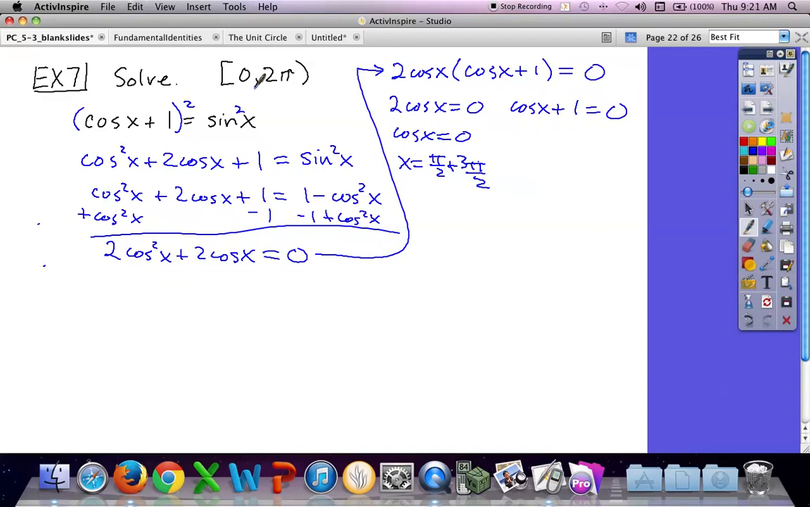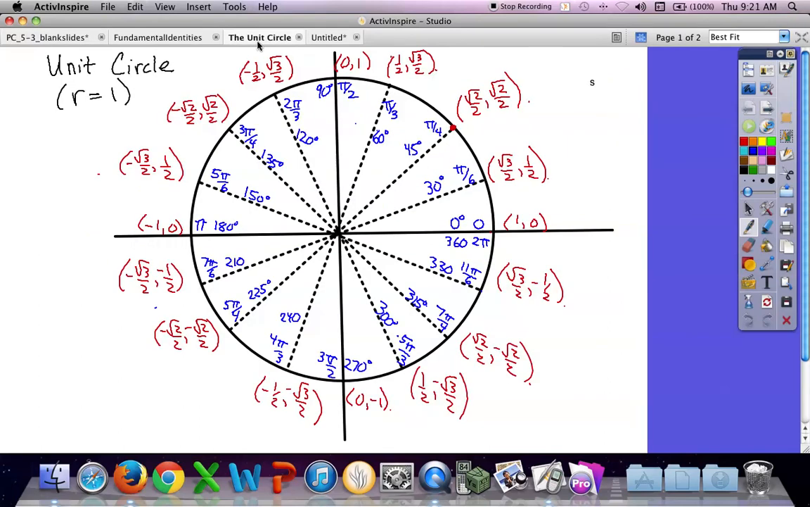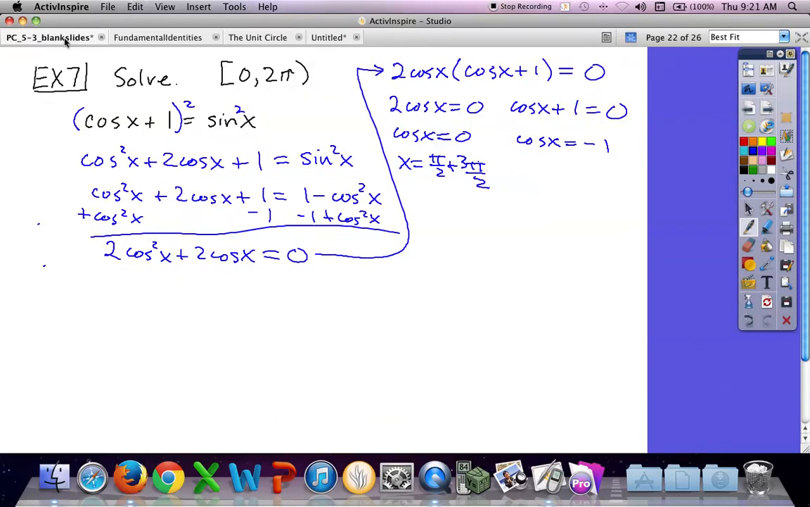Right. This one will be cosine x equals -1. Where does cosine equal -1? Pi. Just once. So there's your answers. That is a messy. That should just be a comma. Okay. So again, square both sides. Good strategy.